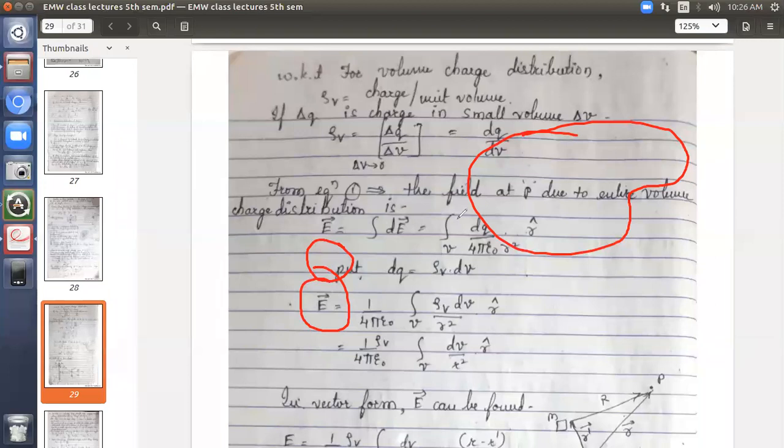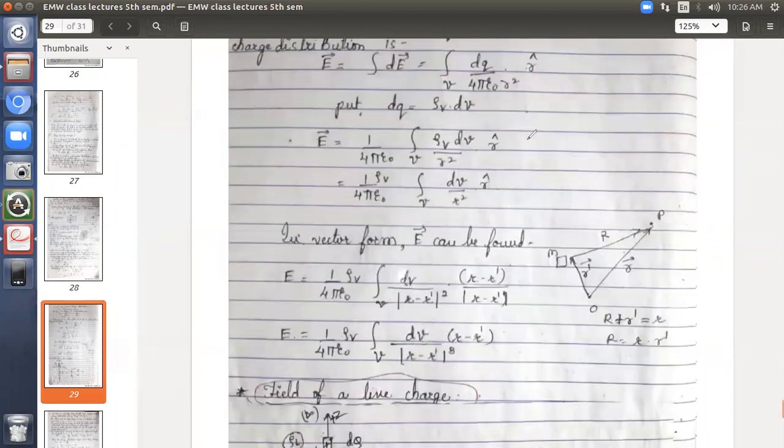And one more concept is there, that is field due to surface charge, or the alternate term given in your syllabus, field due to sheet charge, sheet indicating the surface, that is rho S. Okay, let us go for the derivation.